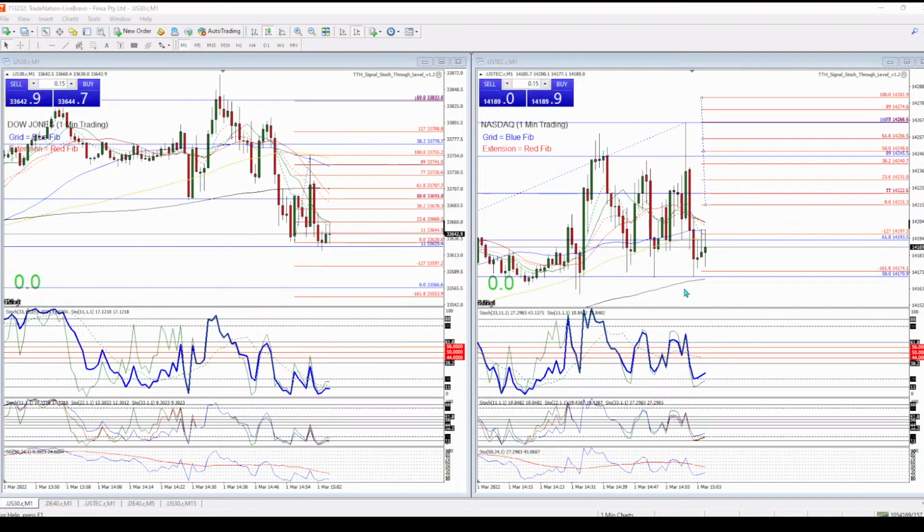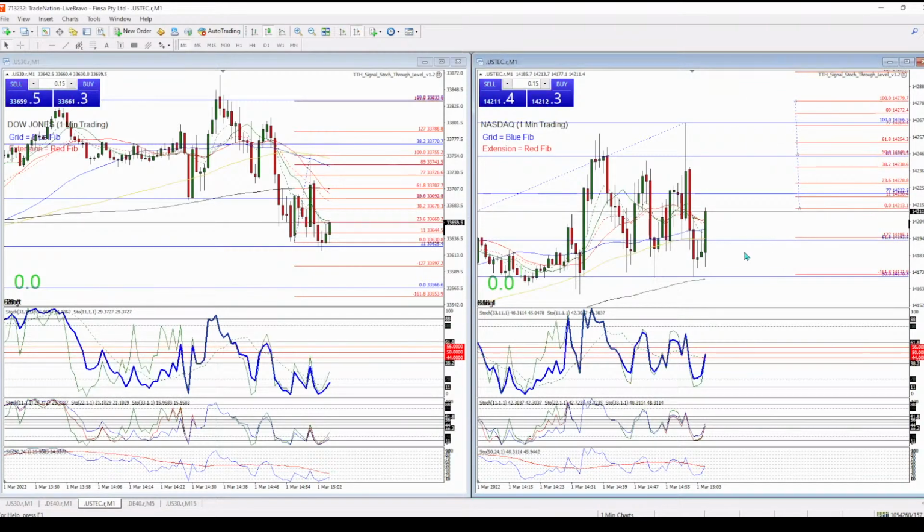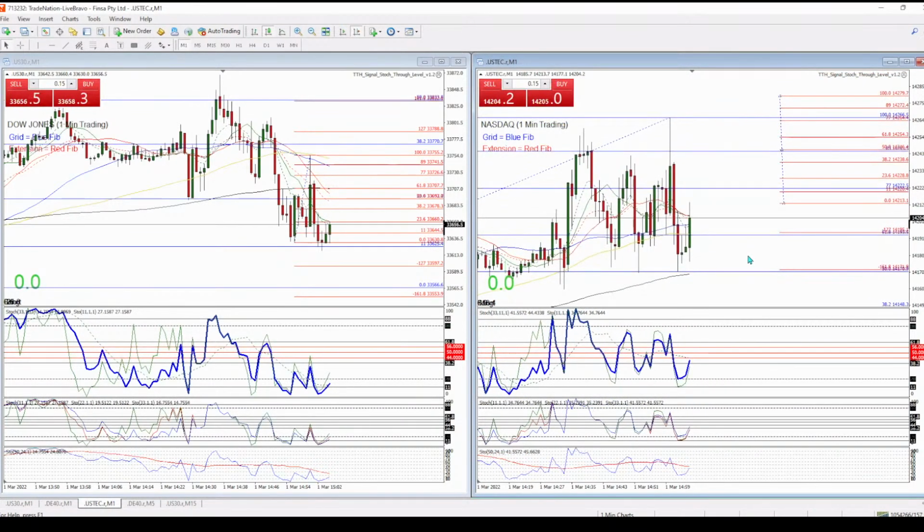Watch for another 33 stochastic up through 50. Perfect support on 38.2 of the monthly. Watch for 33 up through 50 on US Tech. Only real resistance I can see is that 50 of opening. Hoping to break that for the stochastic trigger.